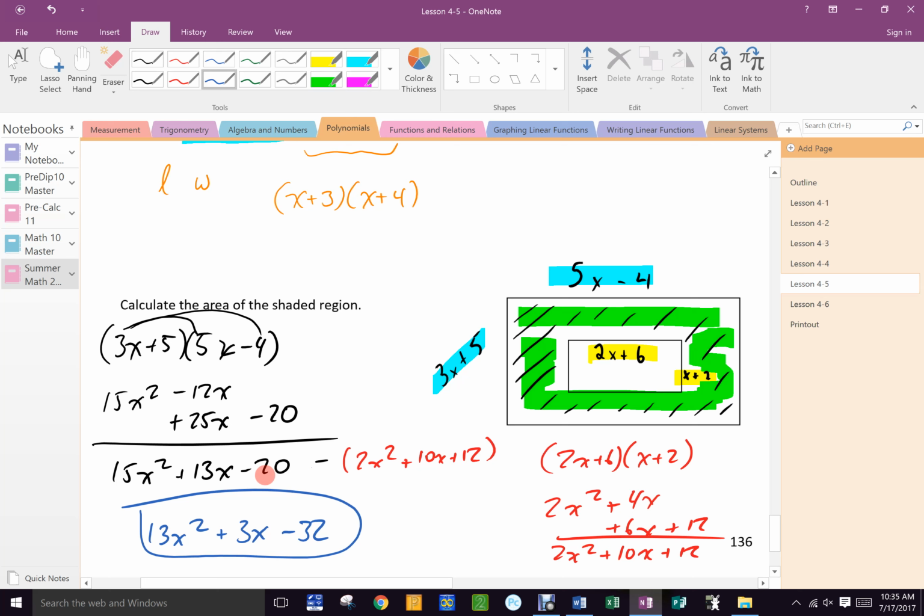What? In black, 15x squared plus 13x, negative 12 plus 25 is 13. Yeah, and then in red, you have it as the 2x squared plus 10x plus 12. 2x squared plus 4x plus 6x is 10x. Yeah, but your answer is 3x. 15 minus 2. Never mind. 13 minus 10 is 3. I didn't change the signs. Okay.